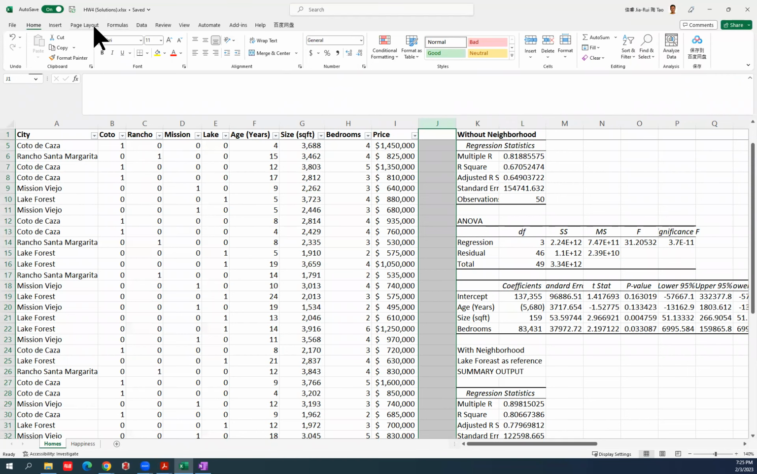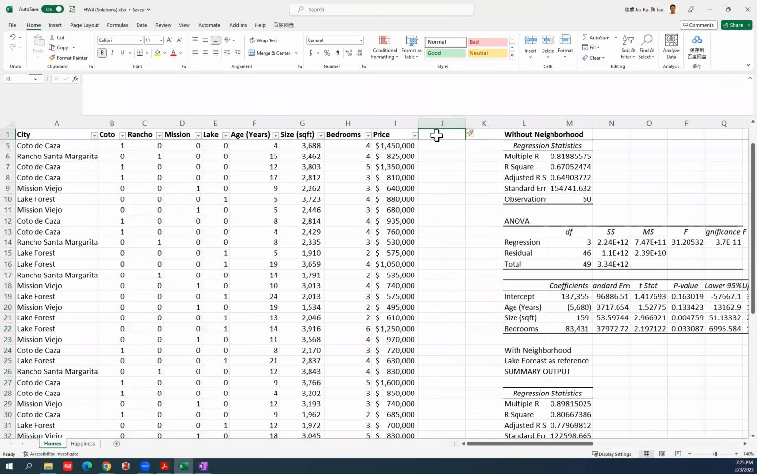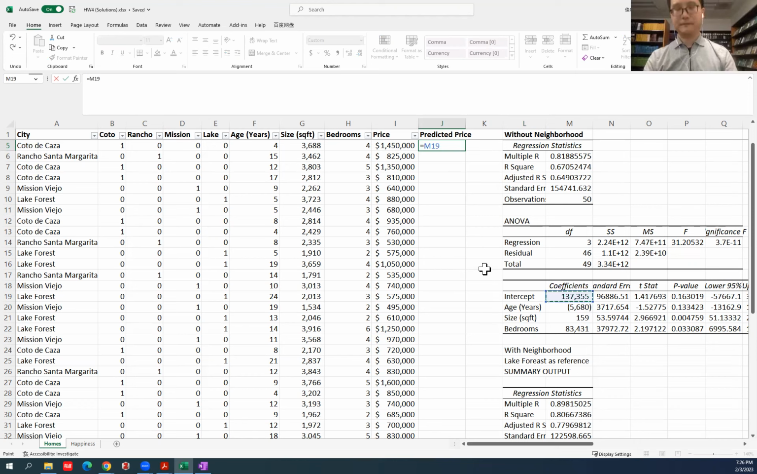So based on the regression analysis, I did price equals the intercept, which is 137,355, minus 5680 times the years, plus 159 times the square feet, plus 83,431 times the number of bedrooms. Oh, wonderful. So T provided a good example of how we calculate predicted price.